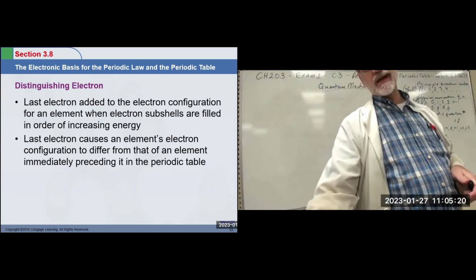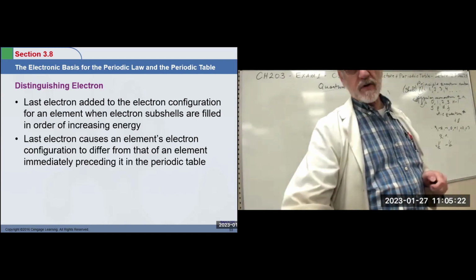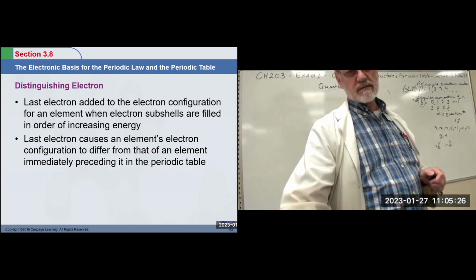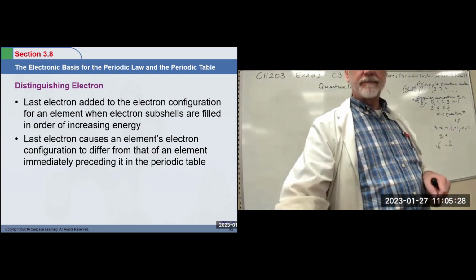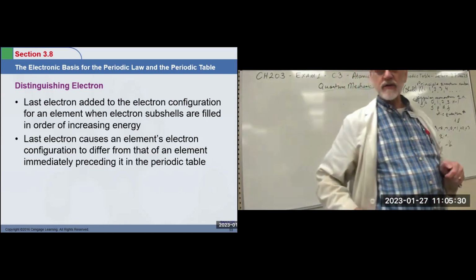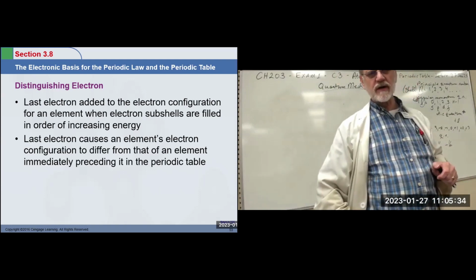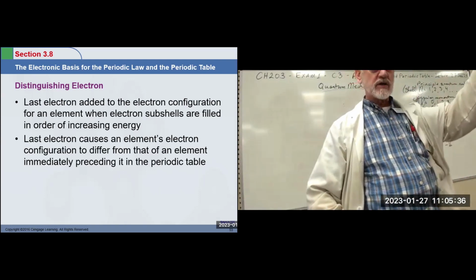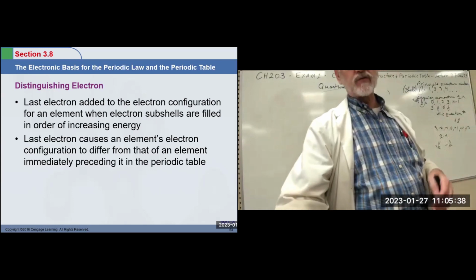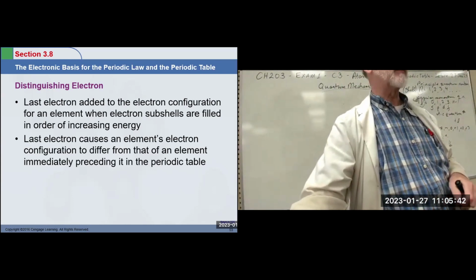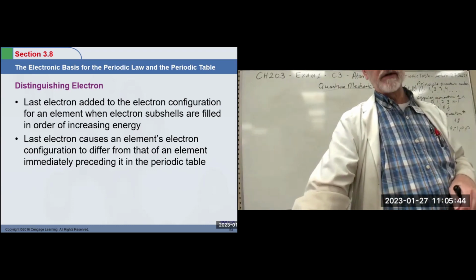The distinguishing electron. I'm not sure what your authors are trying to do there. The last electron added to the configuration of an element is the distinguishing electron, and it's always an increasing energy. That's redundant. That's what the Aufbau principle tells you.